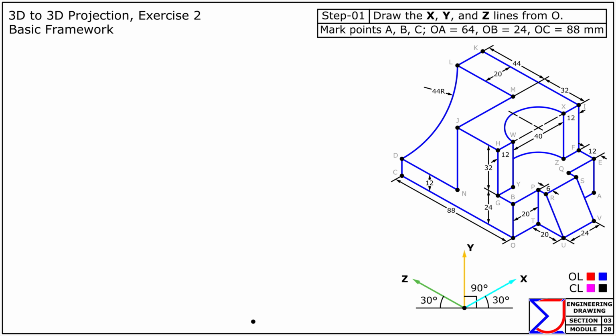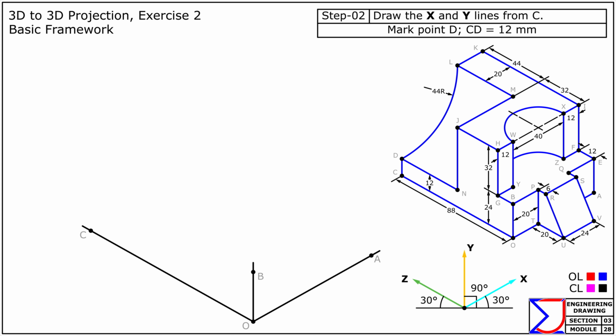Start at the origin, labeled as O. From this point, draw 3 lines parallel to the x, y, and z axes to define the isometric plane. Now, mark points A, B, and C at their respective distances from point O, as per the given dimensions. Next, focus on the open ends A, B, and C to complete the framework. At point C, draw the remaining parallel lines. Mark point D at a distance of 12 mm from C.